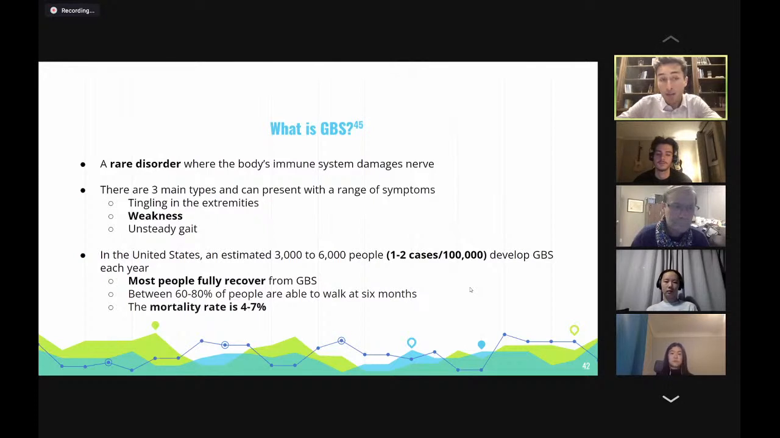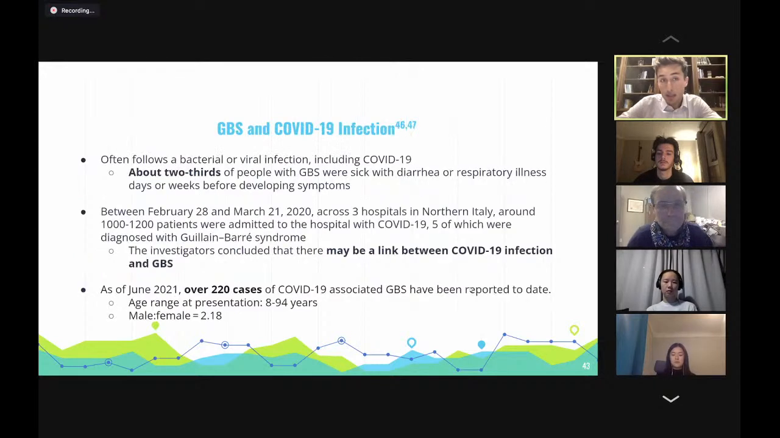Something of note is that most people fully recover from GBS. Studies have found that 60 to 80% of people are able to walk at 6 months. So not only is it fairly rare, but of those that develop it, 60 to 80% are able to walk at 6 months. The mortality rate is around 47%, but of course, it does vary depending on the study, given the small sample sizes.